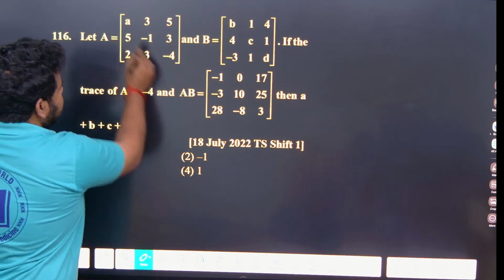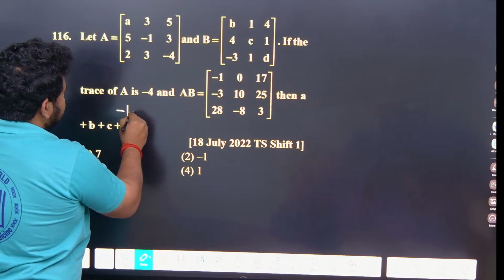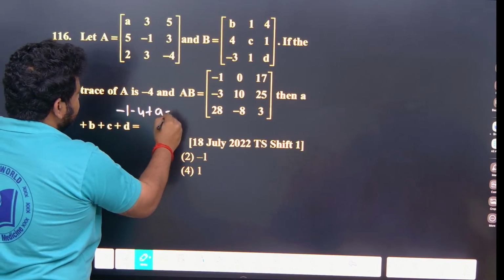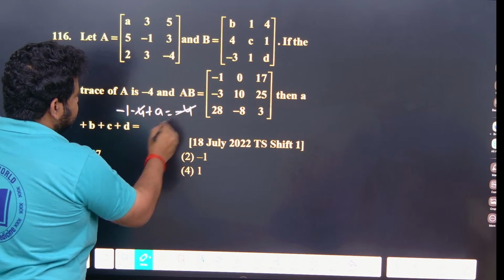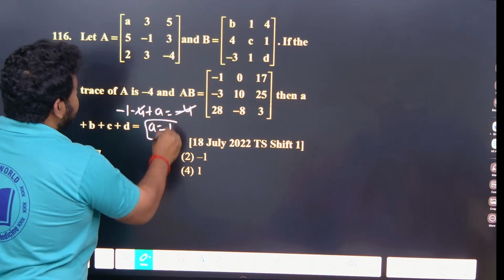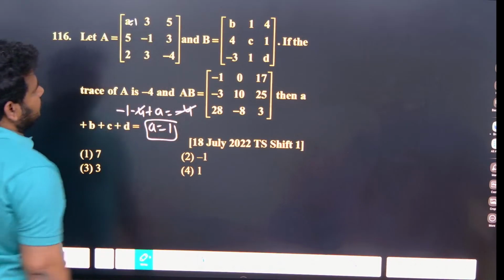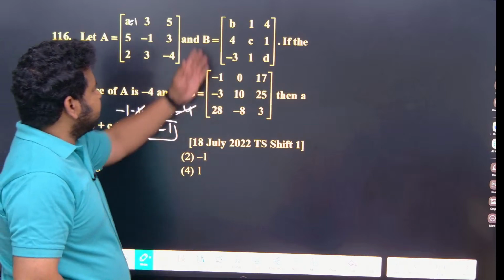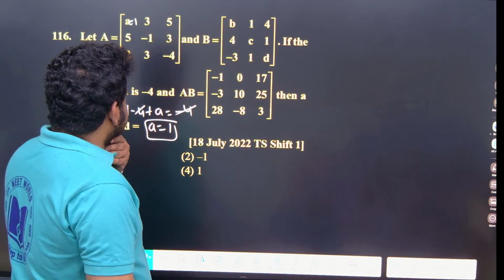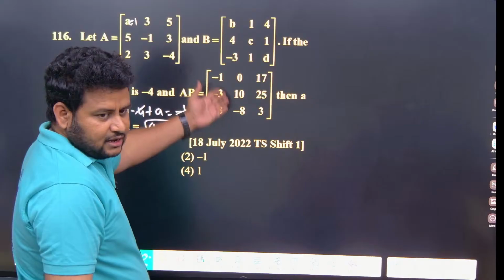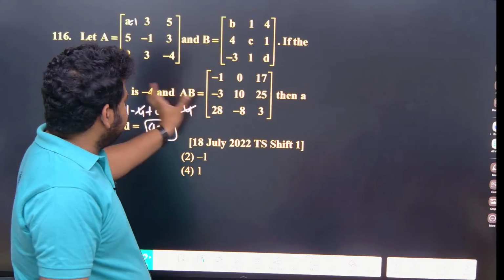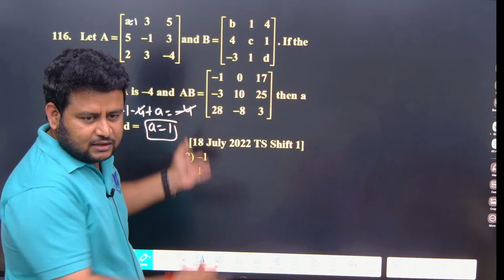If I add all these, this will be minus 1 minus 4 plus A, which will be equal to minus 4. Minus 4 and minus 4 cancel. A will be equal to 1. We got A is equal to 1. Now look at this. B is given like this. AB is equal to this one they have given, and B is given like this. So we have to multiply and find the corresponding values.